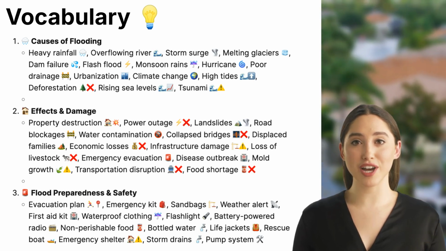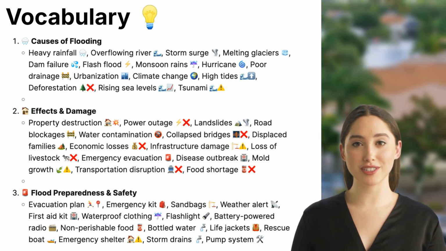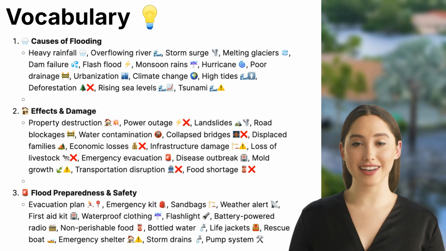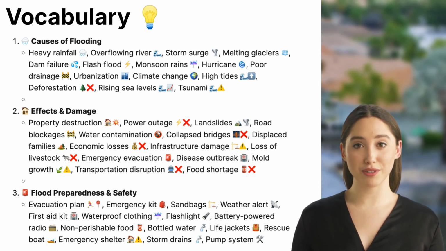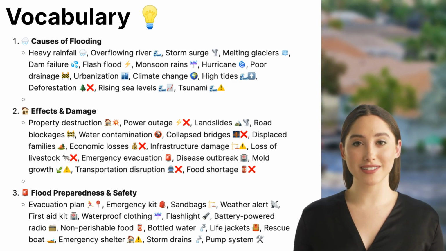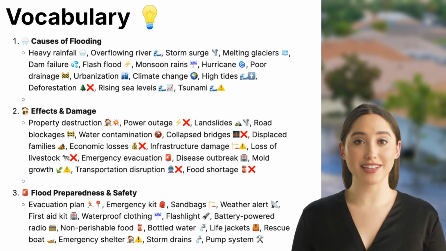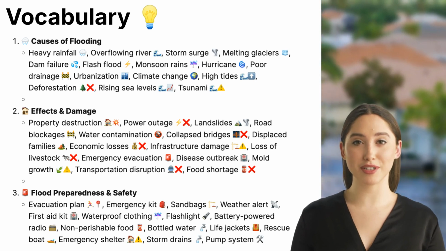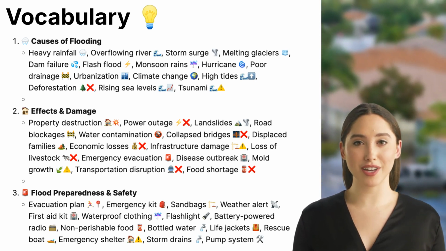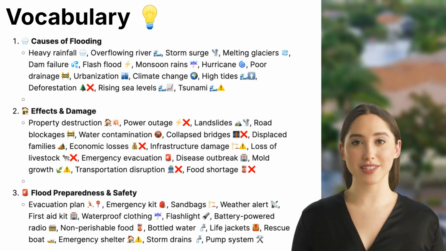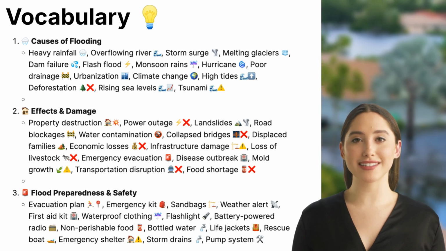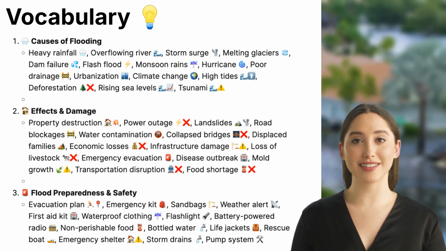Climate change. Rising global temperatures contribute to extreme weather, heavier rains, and increased flooding. High tides. When tides rise higher than usual, they can push water into coastal areas and flood streets. Deforestation. Cutting down too many trees reduces the land's ability to absorb water, leading to faster runoff and floods. Rising sea levels. Due to climate change, sea levels are increasing, putting coastal communities at risk.